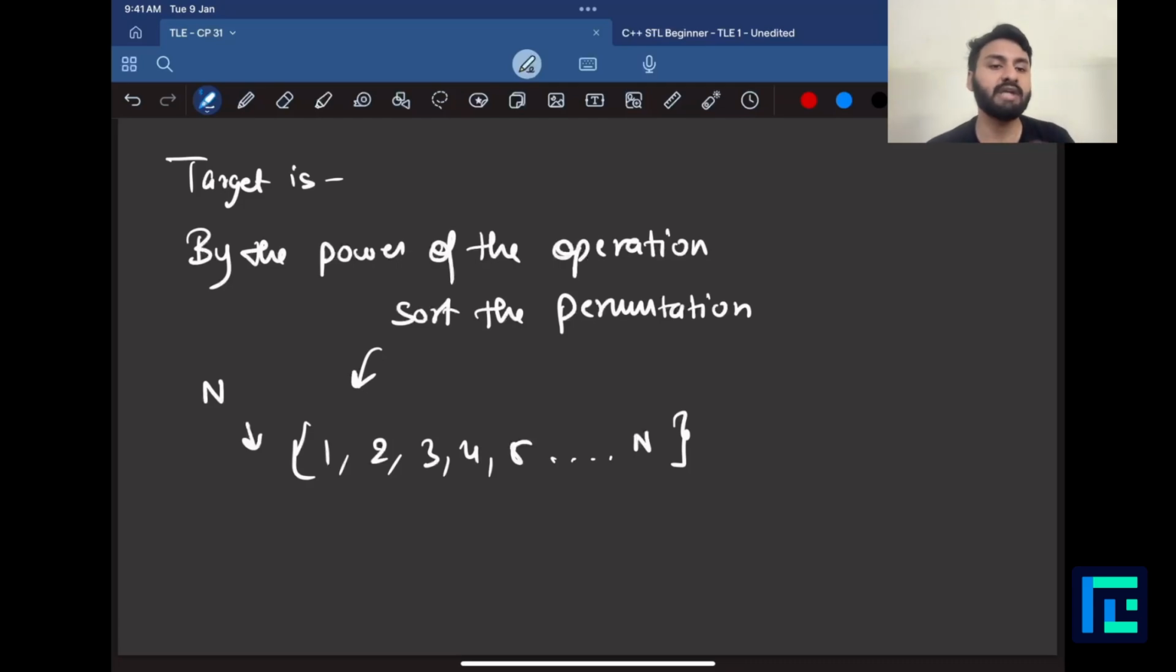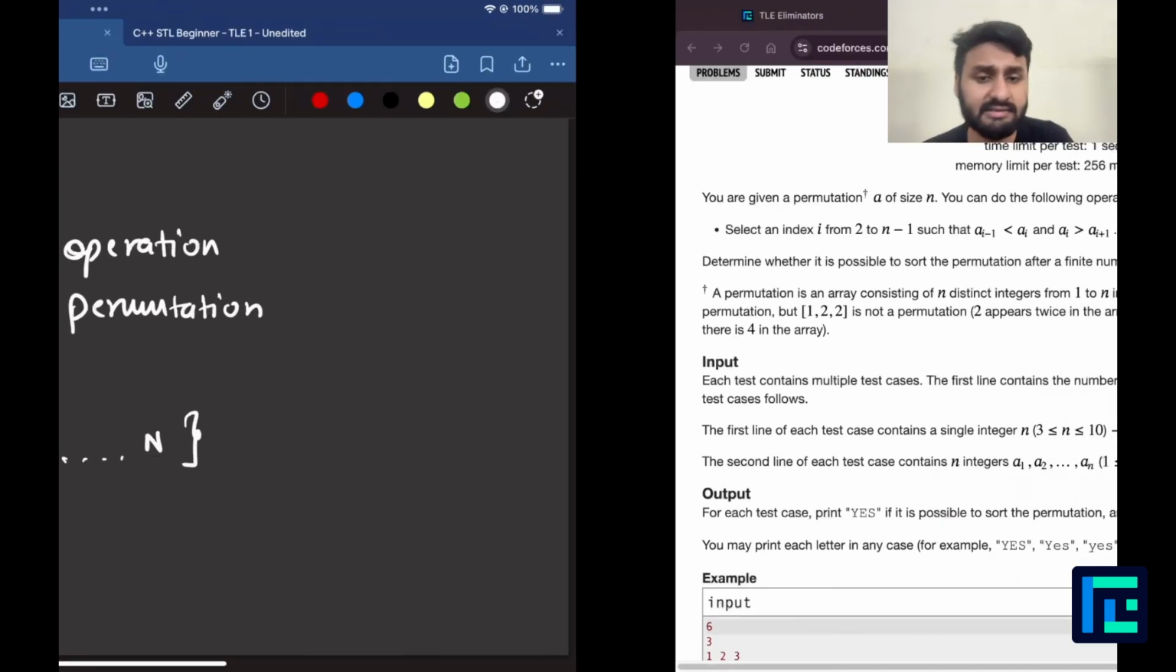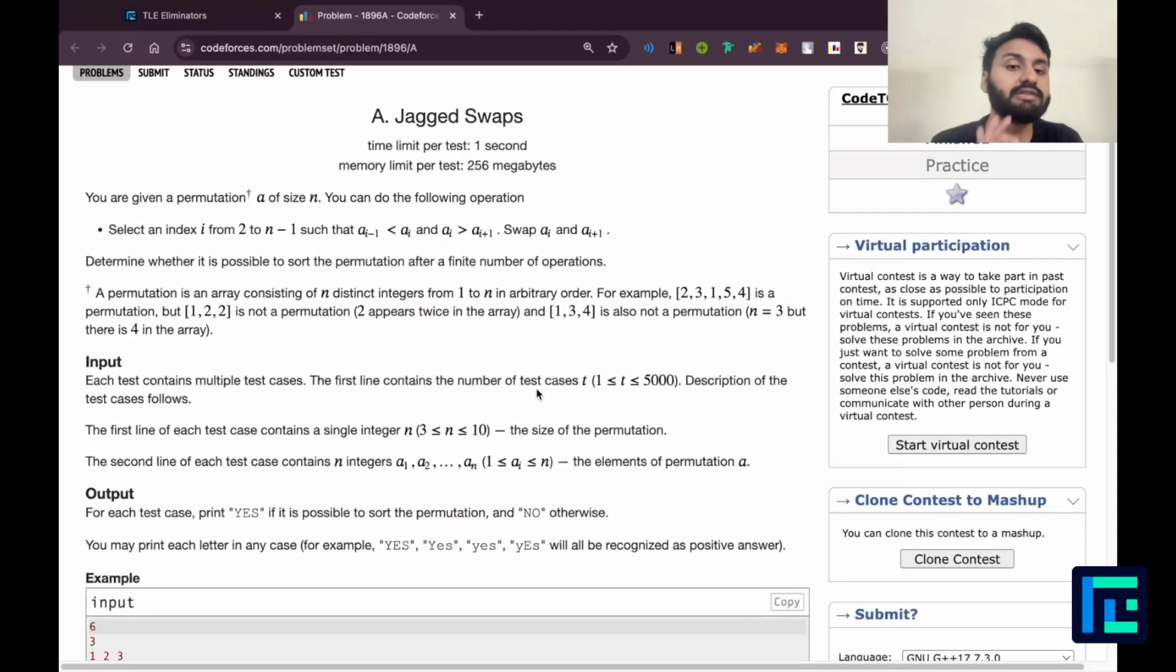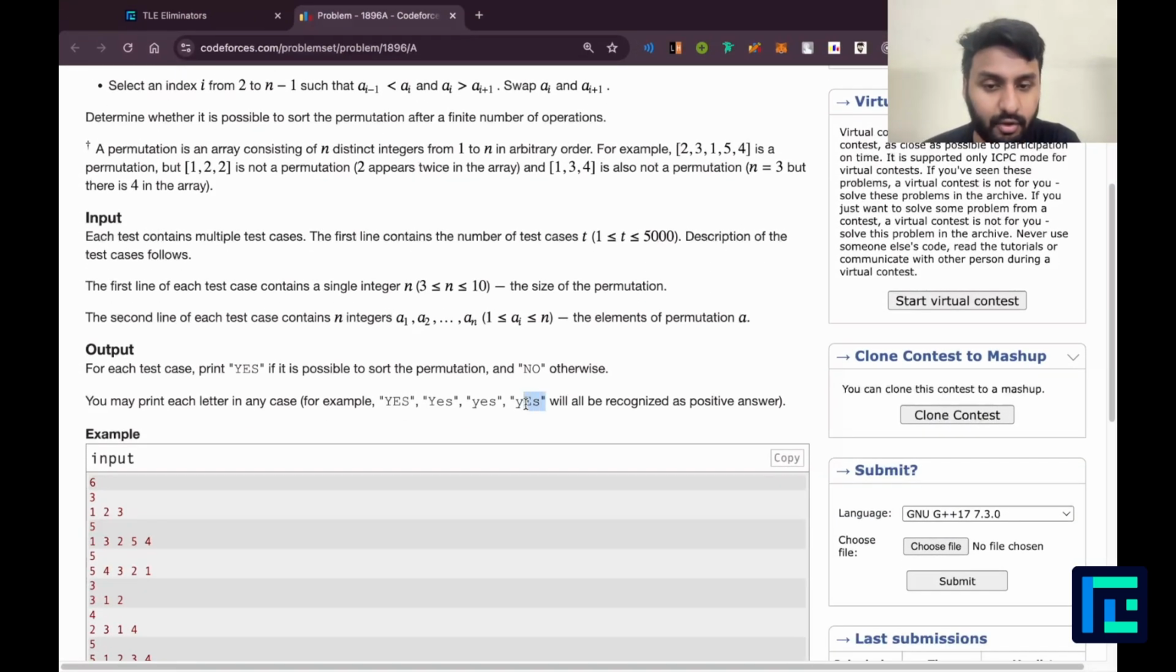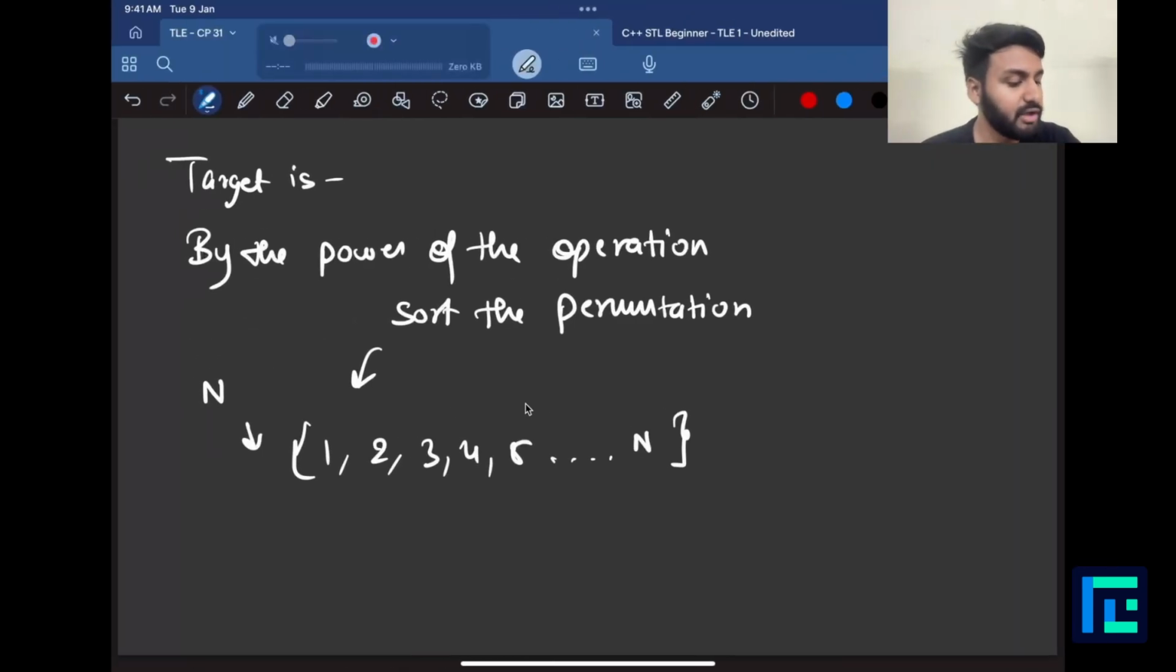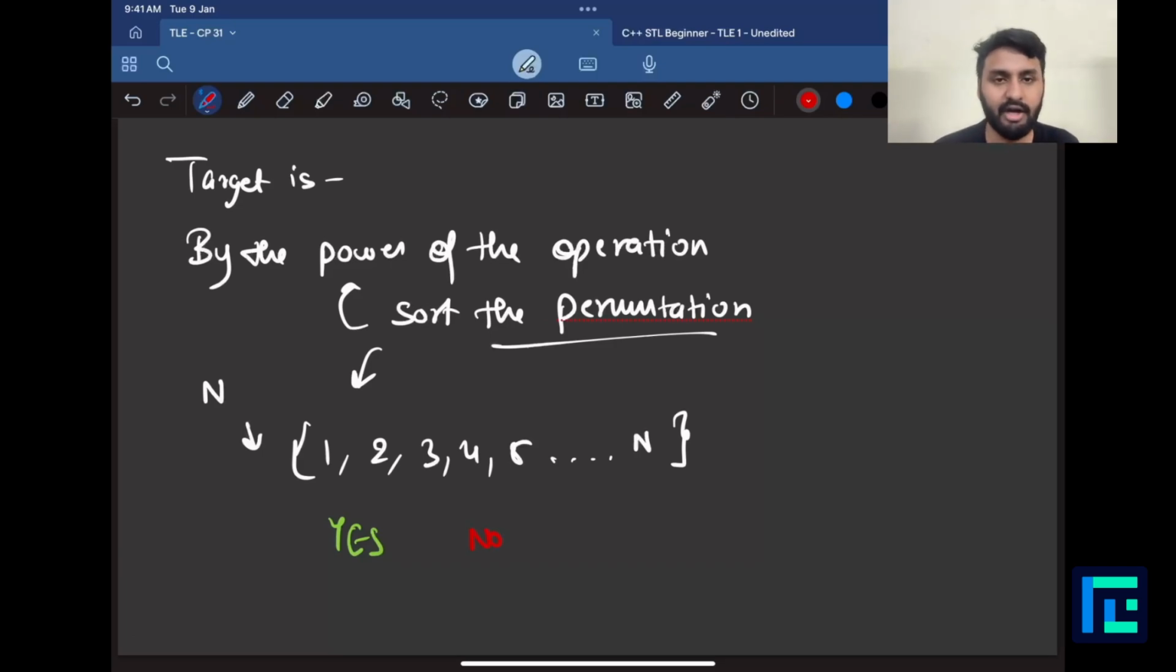I want to somehow utilize the operations in some finite manner. It's no restriction, by the way, how many number of times I do it. I just want to finally get the answer to whether I can do this or not. That is in terms of yes or no. If you can fully sort this permutation by the power of these given operations, you print a yes, else you print a no. This is the whole problem. Alright, I hope this should be clear.